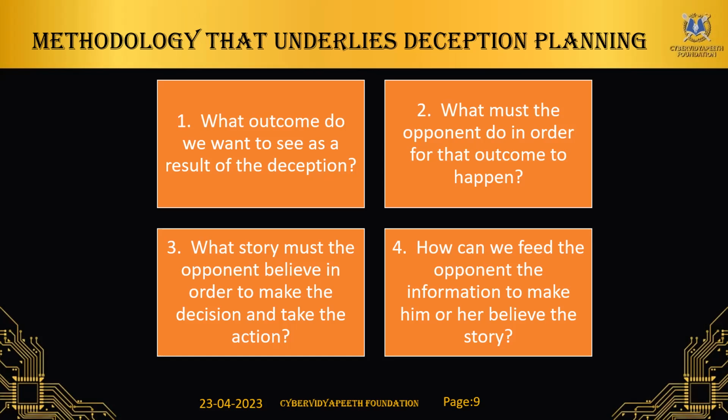What must the opponent believe in order to make the decision and take the actions? How can we feed the opponent the information to make him believe the story? A very important thing we learned yesterday through a couple of stories: what is plausible truth, and what are the conditions when a particular adversary will act the way you want them to act? If the story is not plausible, then the adversary will understand that it is possibly a ploy, a bait, or a trap, and then the opponent will sit tight, and they will continue to operate without much challenge posed by these deceptive networks.